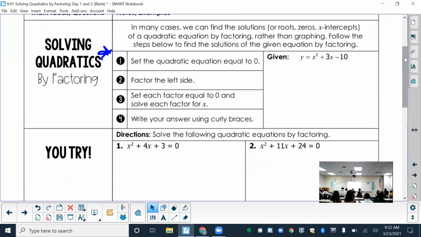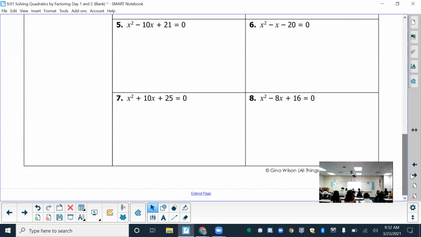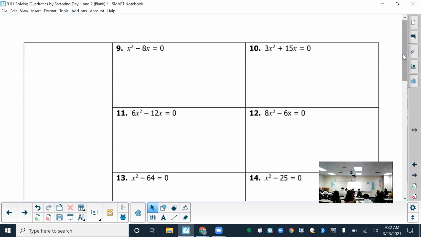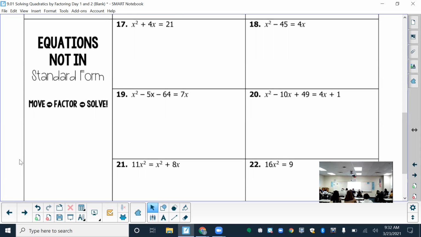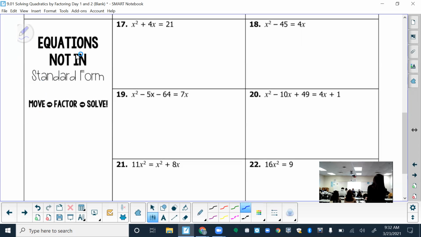So we already did a lot of examples yesterday. What we didn't really get to is down here. So equations not in standard form. This is from day 1. All right, so equations that are in standard form. So I would write this over here.